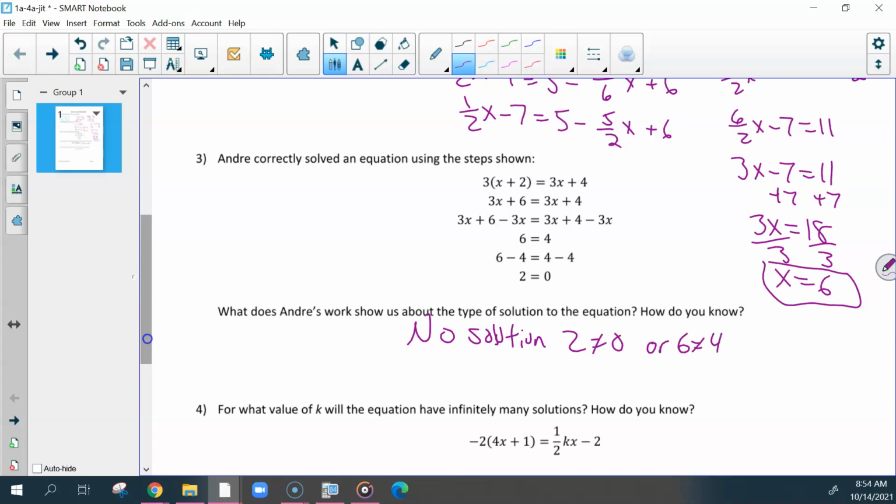And really, if you got to this step, I wouldn't want you to do this part because you no longer have a variable, so you have nothing else to solve for. But that would be no solution. I don't know what I spelled the first time, but that wasn't it. Questions on that one?